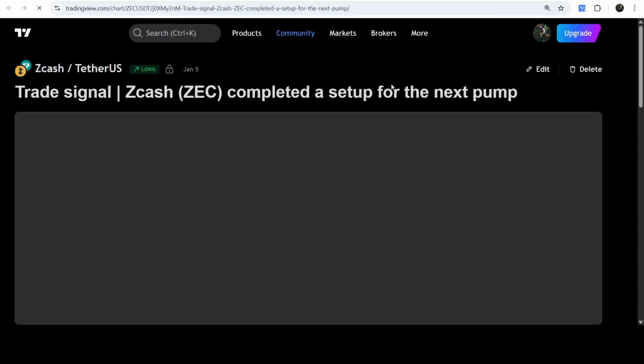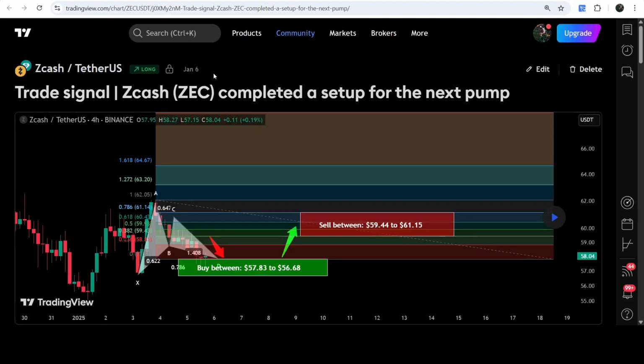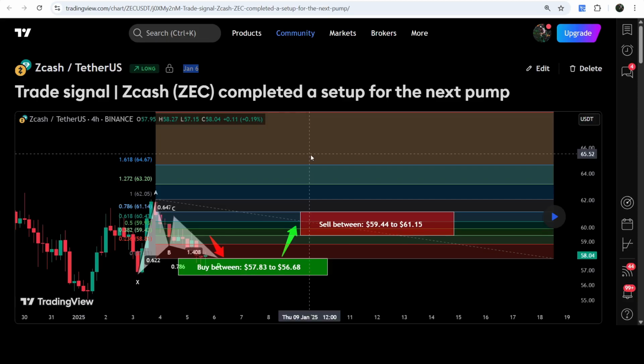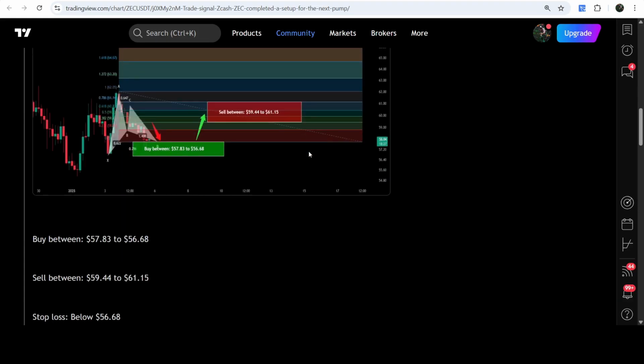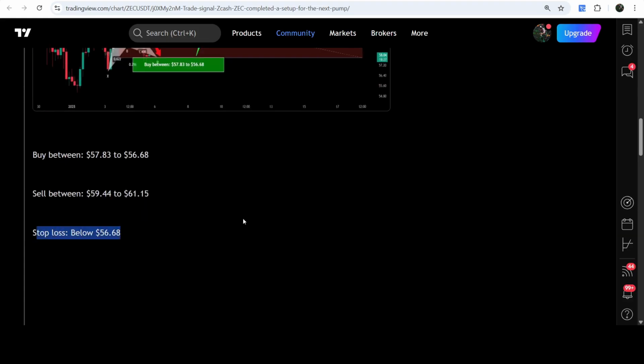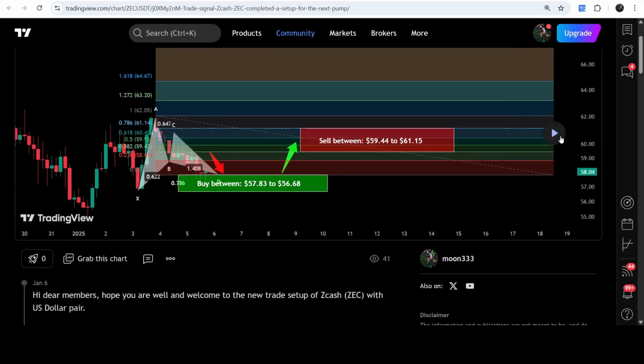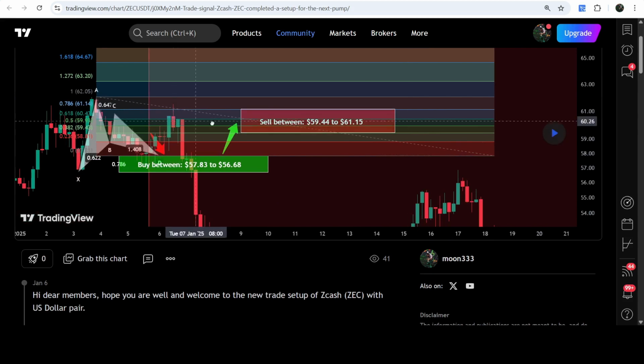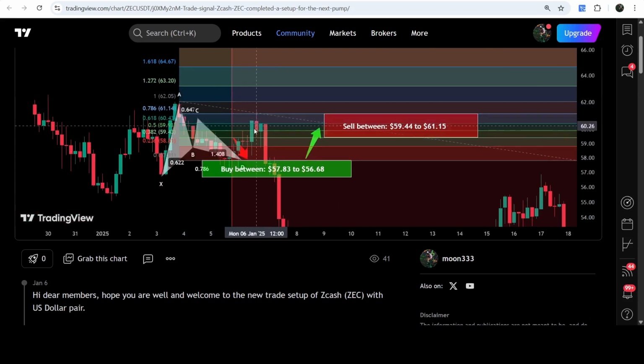First of all, let me begin with my most recent trade signal for Zcash that I shared on 6th of January 2025 with my members. And that was a bullish Gartley pattern that Zcash formed with the US dollar pair on a 4-hour time frame chart. And this was a complete trade signal: buying zone, sell target zone, and the stop loss. And now if I play this chart, then you can see that the price has nicely moved up from this buying zone and reached the sell target zone here, even moving slightly beyond the sell target zone.